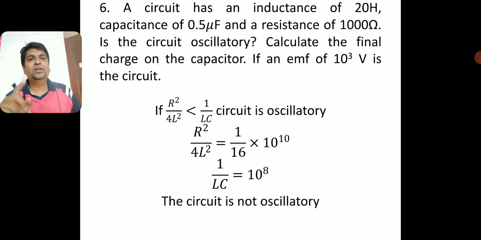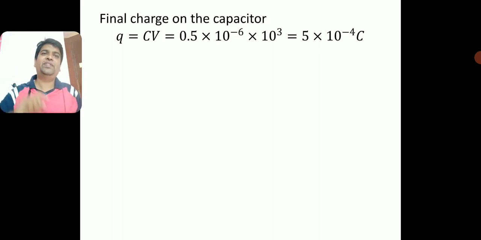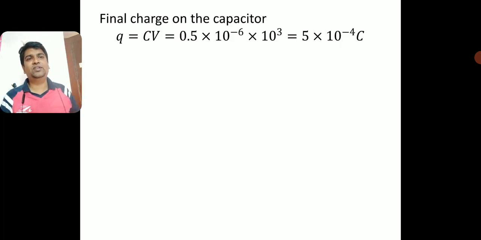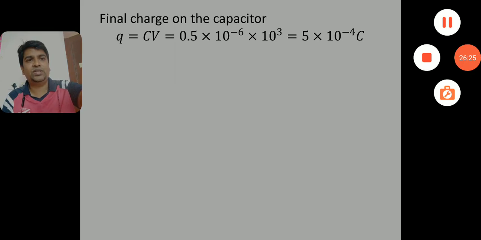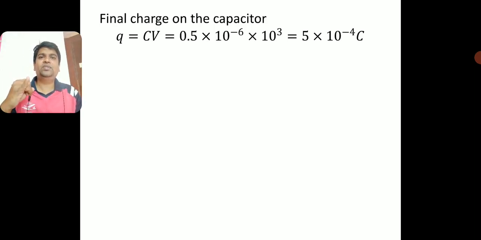Fine. The second thing is we need to find the final charge on the capacitor. There is a formula for that: Q equals CV. Very simple formula. C is 0.5 microfarad, and the potential is given as 10 to the power of 3. If you substitute that, you will get charge as 5 into 10 to the power of minus 4 coulomb. So one conclusion we made is that the circuit is not oscillatory, and the second is that we have found the charge on the capacitor Q.